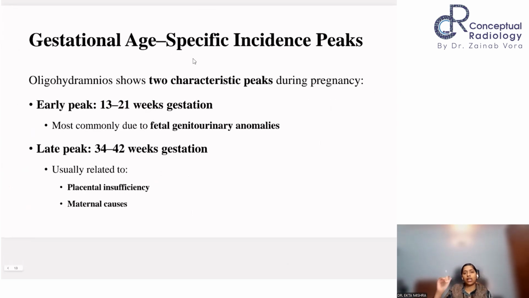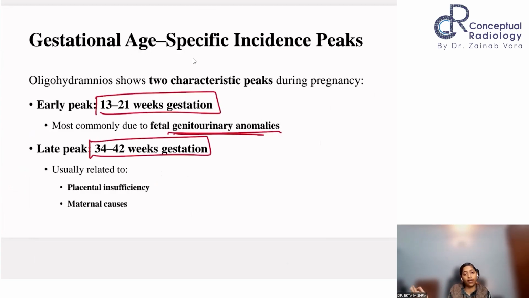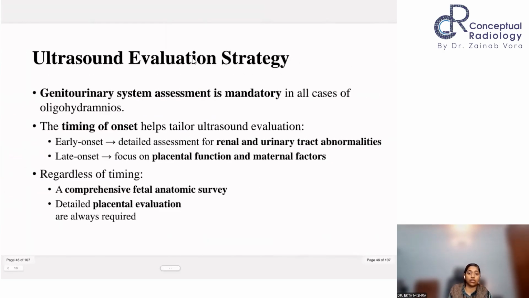So oligohydramnios happens with two incidence peaks. First is 13 to 21 weeks of gestation. And in this time, it is mostly due to the genitourinary abnormalities. And the second is towards the end, 34 to 42 weeks gestation, and that's usually due to maternal causes and placental insufficiency. Now, the gestation at which you are diagnosing oligohydramnios also tells you what structural area should be focused upon. So if you are having an early peak, look for the kidney and urinary bladder, and later on, it's usually placental insufficiency and the maternal causes.